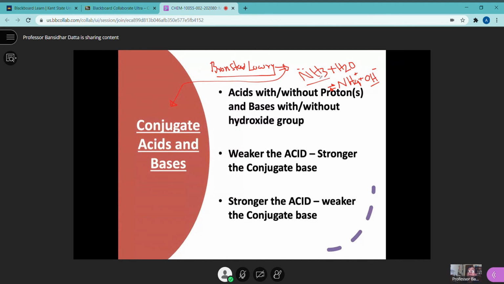All right. Likewise, if you take say HCl, for example, and if you add some water to it, H2O, you'll basically end up with H3O+ and Cl-.